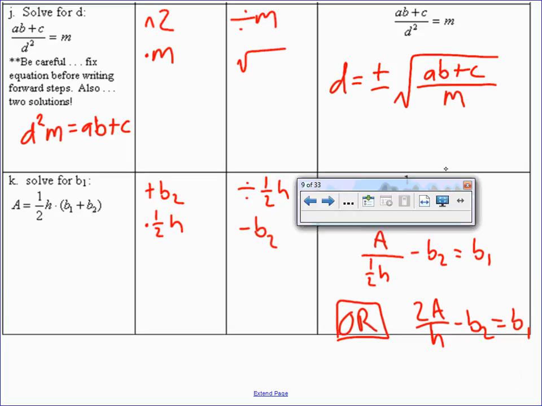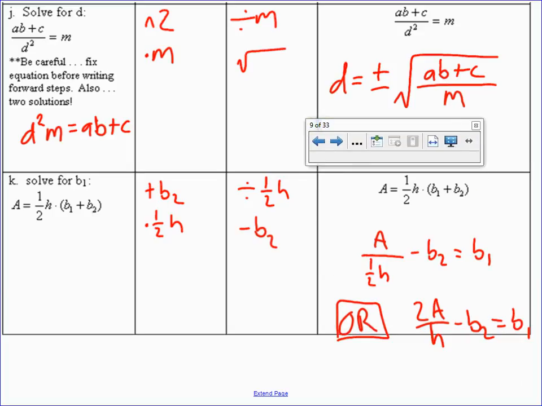K, it looks like b sub 1 equals 2A over h minus b sub 2. Recall that dividing by 1/2 is the same as multiplying by 2. And so if you have a 1/2 on the bottom of a fraction, that's the same as a 2 on top of the fraction. This is the preferred form because it does not contain a complex fraction. That is, no fraction within a fraction. That's kind of bad math manners to leave a fraction within a fraction. So anytime you have that 1/2 on bottom, that's the same as a 2 on top.